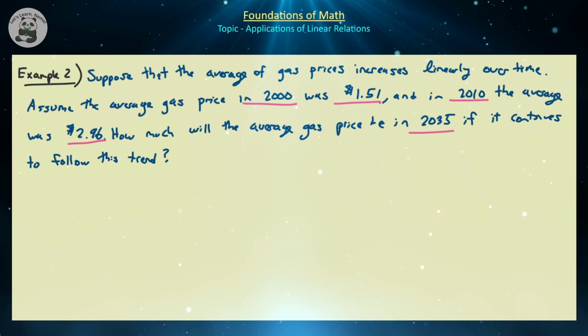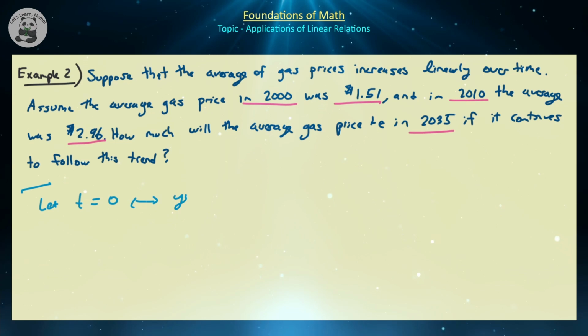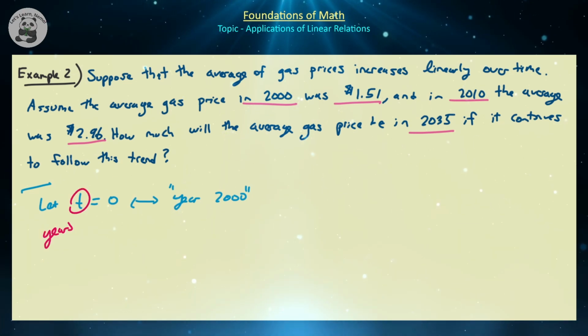So the first thing that we need to do, just like the last problem, is to start off by defining what our domain variable is. We're going to let t equal to 0 correspond to the year 2000, and let's assume that if we consider, for example, t is equal to 1, that would be 1 year after t is equal to 0, which would be the year 2001. So let's assume that t is going to be measured in years.